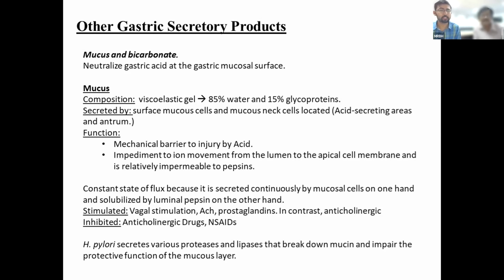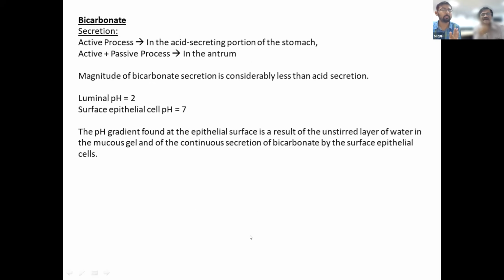The function is to provide a mechanical barrier to any injury, and also to stop the ion movement across the lumen. There is a constant state of flux, because mucus is constantly secreted by the mucus cells and also constantly broken down. The secretion is stimulated by vagal stimulation, acetylcholine, and prostaglandins, and inhibited by anticholinergic drugs and NSAIDs. H. pylori is said to secrete various proteases and lipases that break down this mucin and impair the protective function. Then we come to bicarbonate.